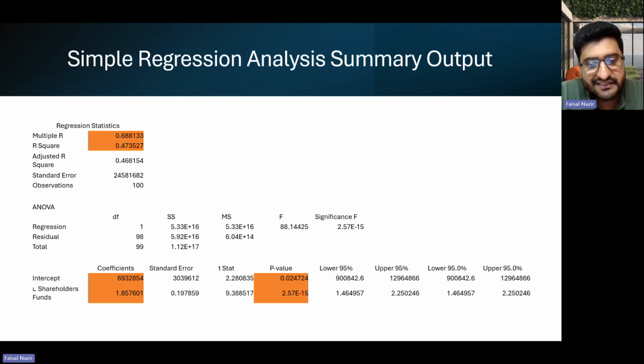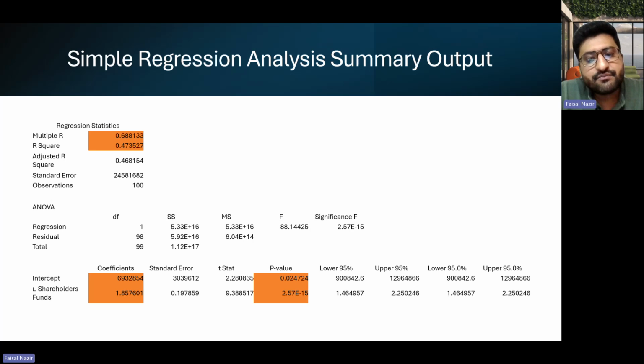The R squared is 0.4735, and that tells us that about 47.35% of the variation in turnover can be explained by shareholder funds. While this is a substantial proportion, it also means that over 50% of turnover variance is likely influenced by other factors not included in this model.